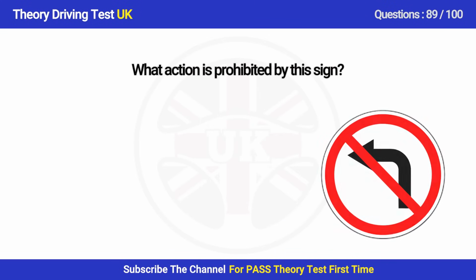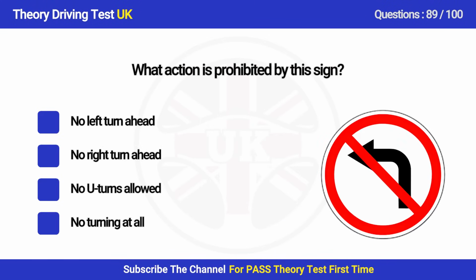Question 89. What action is prohibited by this sign? A. No left turn ahead. B. No right turn ahead. C. No U-turns allowed. D. No turning at all.